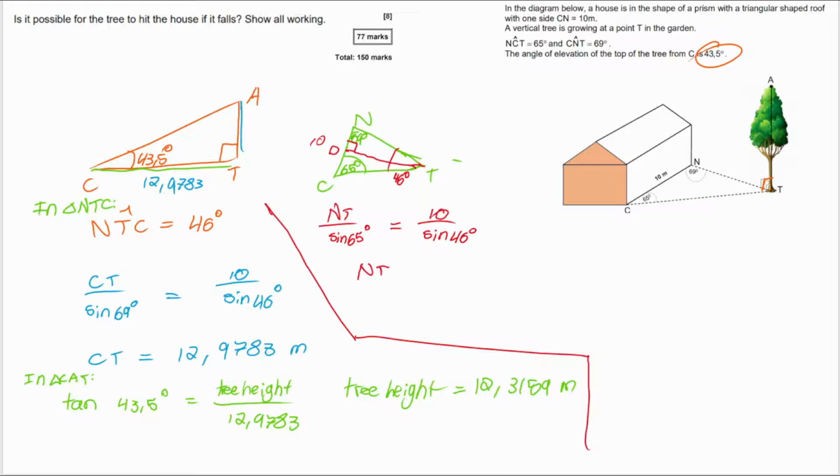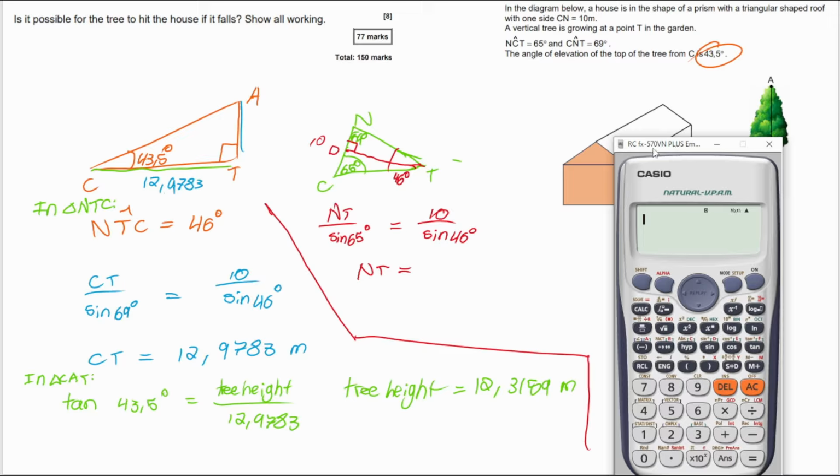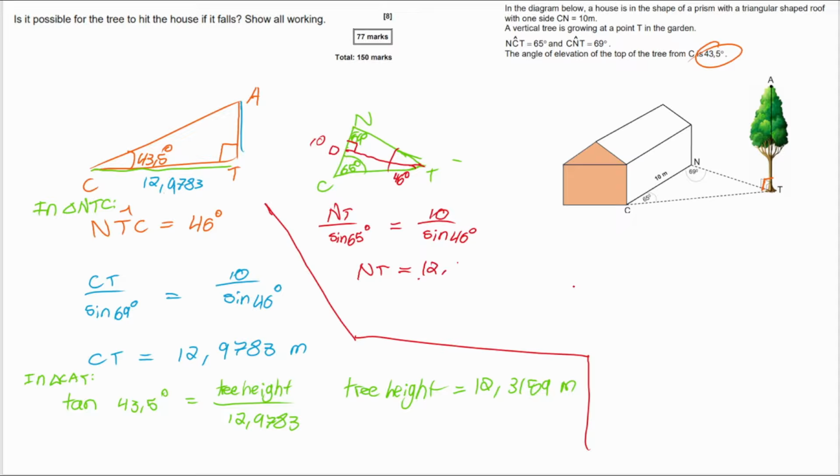Okay, so I get NT is equal to, and I've been on the calculator view. Okay, I've been very bad about that. I know you can't always see my cursor, but anyways, so 10 over sine 46 times by sine 65 degrees. And that gives us 12.5992. 12.5992 meters. Okay, so what we can do now, remember we're trying to solve for DT.